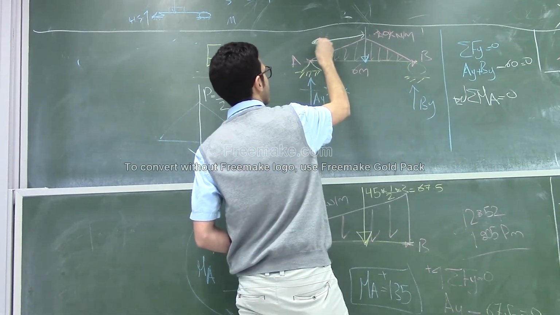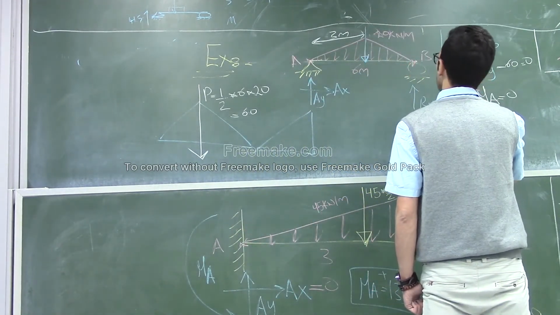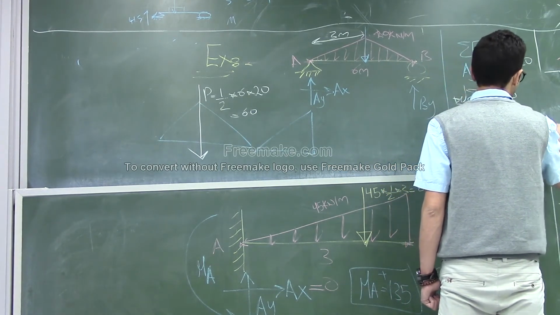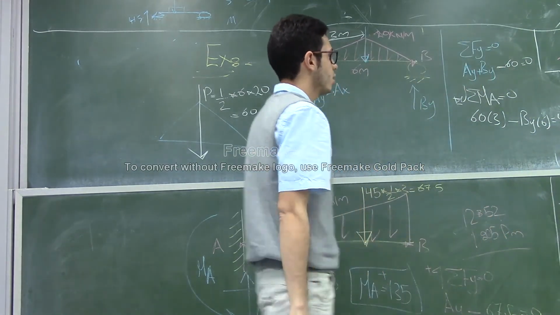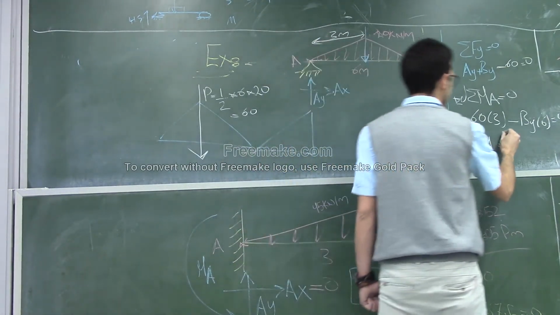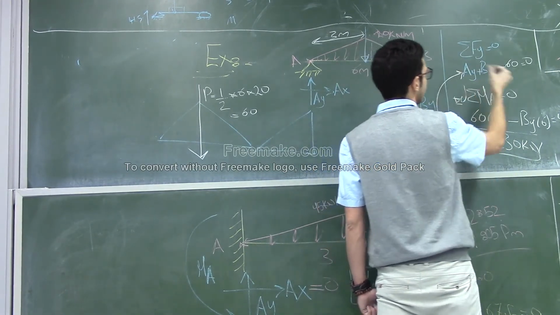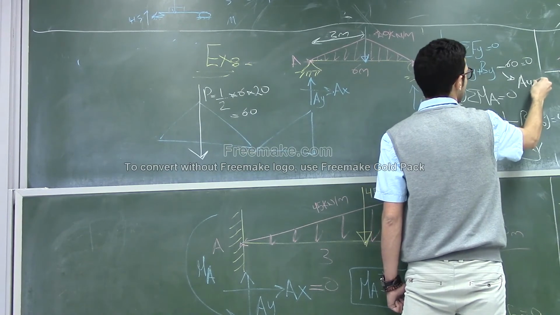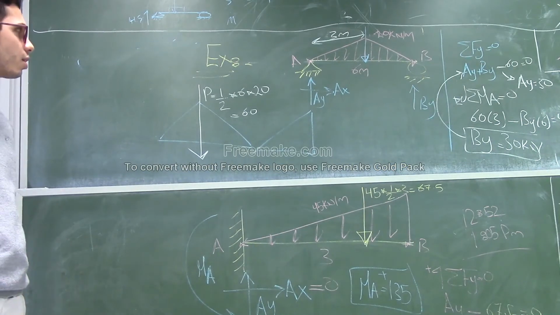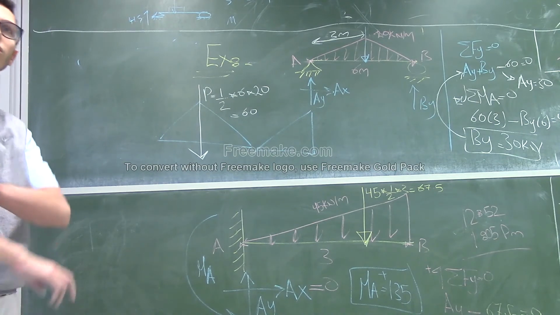Since it's in the middle, it's at 3 meters. So we have 60 multiplied by 3 minus BY multiplied by 6 equal to 0. This is the moment equation. That means BY equals 30. And when we have BY, we get AY, which will also be 30. So these are the reactions. It's an easy process, not a complex thing.